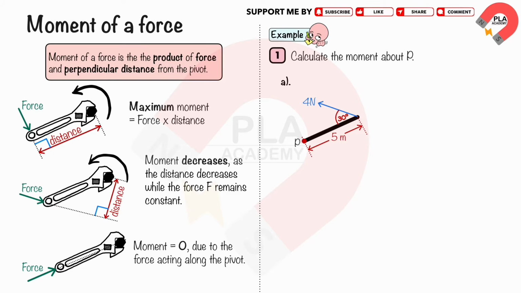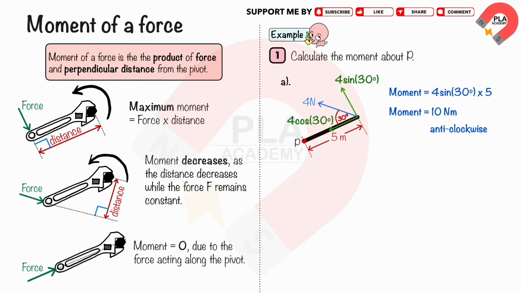A 4 newtons force acts on the rod at a 30-degree angle, creating a moment about point P, which is 5 meters from the point of force application. We resolve the 4 newtons force into components perpendicular and parallel to the rod, as shown. The perpendicular component is 4 sin 30 degrees, and the parallel component is 4 cos 30 degrees. The moment of the 4 newtons force about P is 4 sin 30 degrees multiplied by 5. We get the moment equals 10 newton meters, in anticlockwise direction.